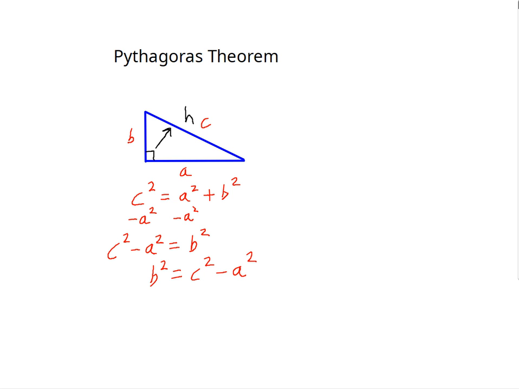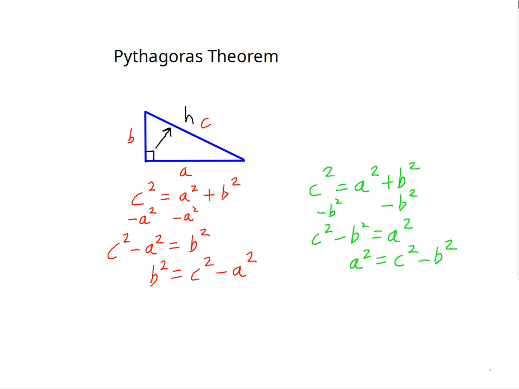So I can do the same thing. I'll just do it in a different colour. I can do the same thing to find the formula for A. Because we start at the same point, C squared is equal to A squared plus B squared. Instead of subtracting A this time, I'll subtract B squared. And that will give us C squared minus B squared equals A squared. Or if I flip it around, A squared is C squared minus B squared.